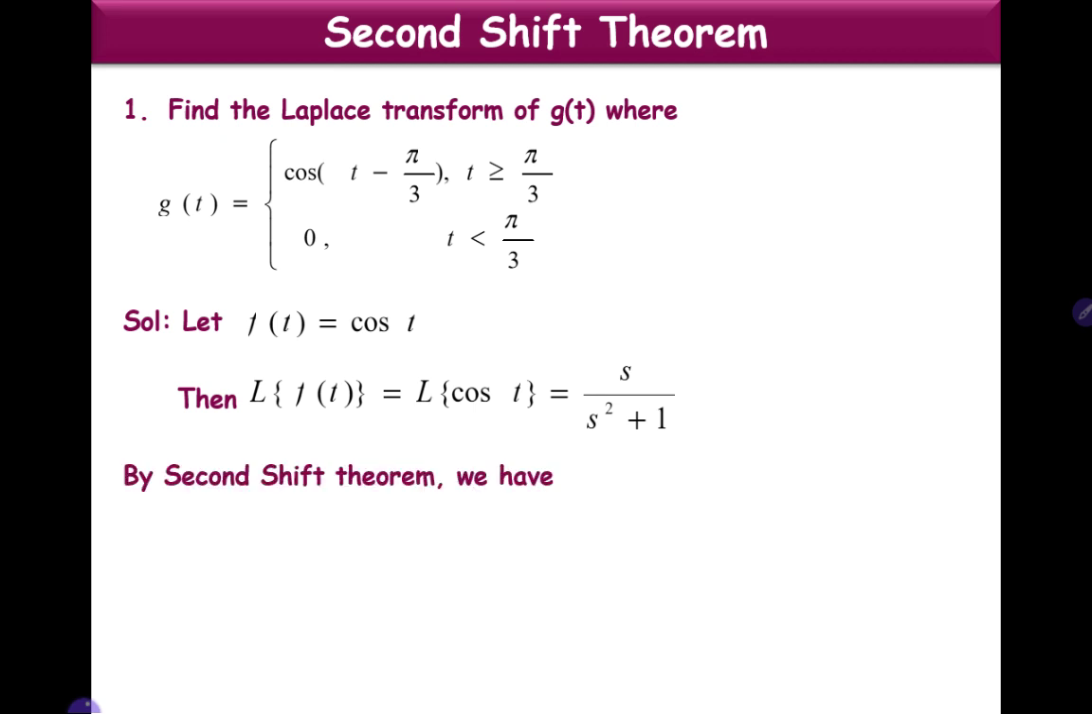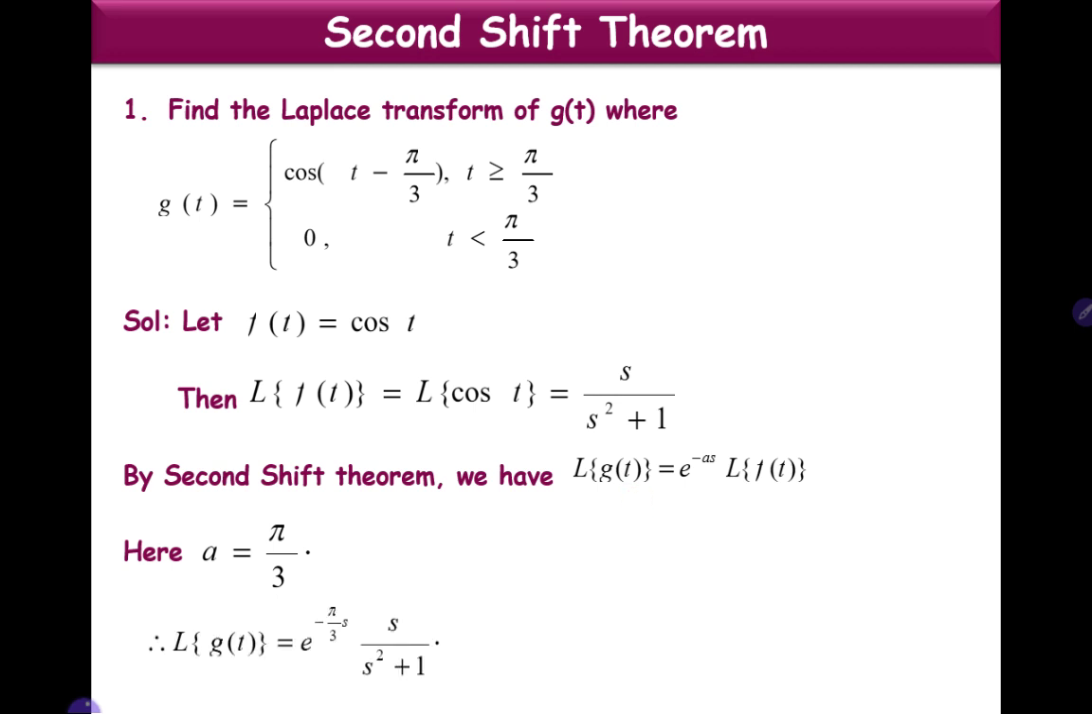Now let us apply the second shift property which states that L of g of t, when g of t is defined like this, is equal to e power minus as into L of f of t. Here a is equal to pi by 3. Therefore, if we apply this property, we get L of g of t is equal to e power minus pi by 3s into L of f of t, which is s by s square plus 1. So the Laplace transform of g of t is e power minus pi by 3s into s by s square plus 1.